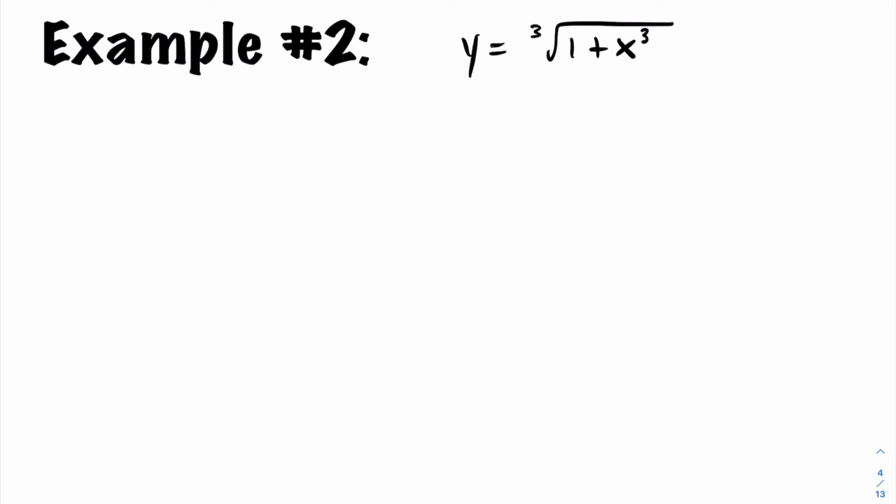Let's try another. For this question here, let's first write this in exponential form. So this will be y equals 1 plus x cubed to the power of a third. Now, had this just been an x inside, we could apply our power rule directly, drop down the third, subtract 1, and we'd be done.